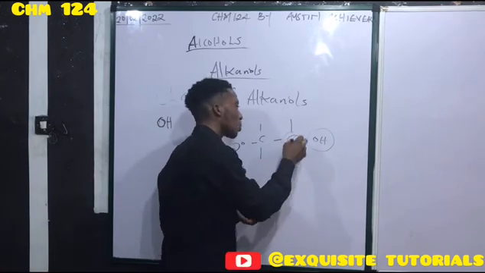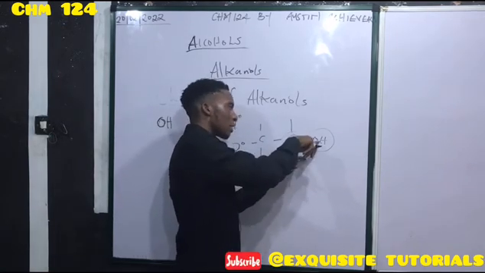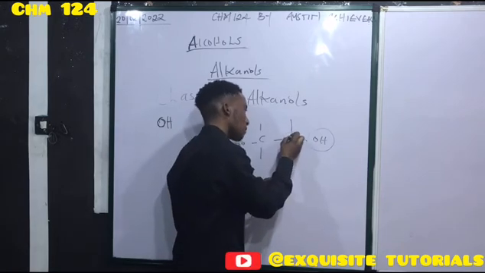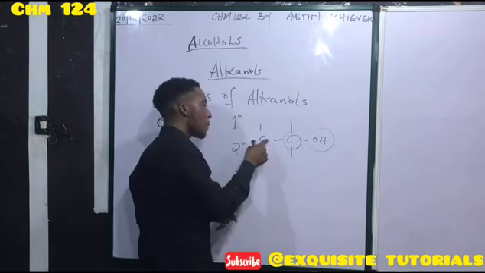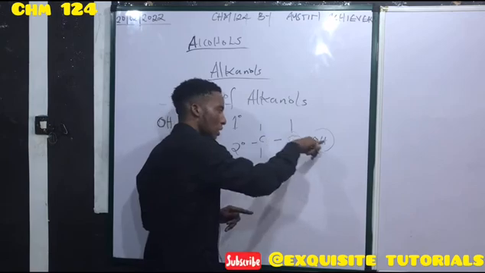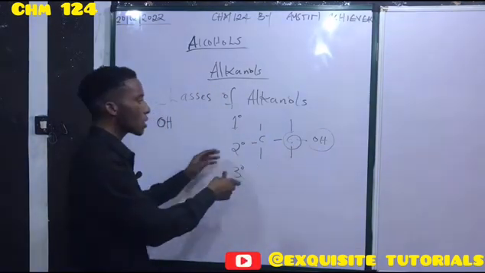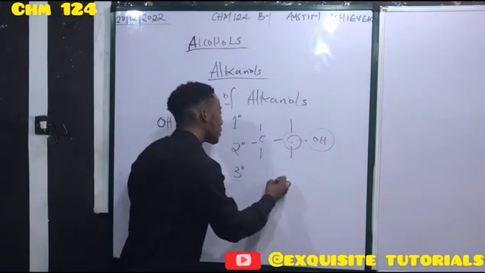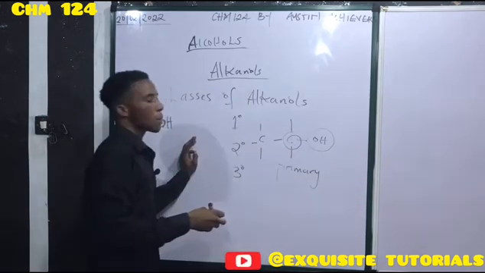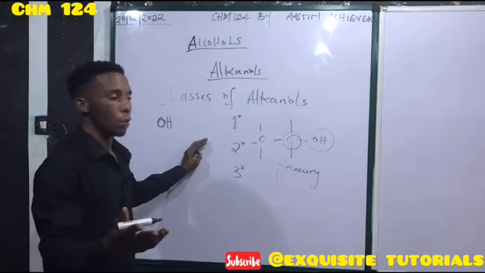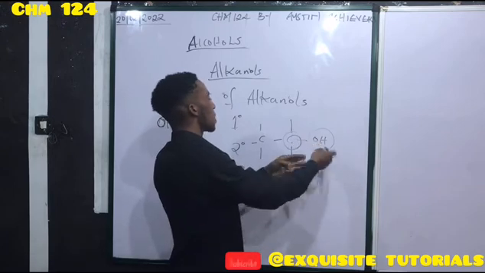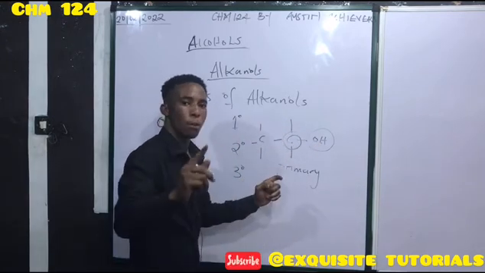this very carbon atom that is directly attached to the hydroxy. You have no business with this, but you have business with how many carbon atoms are attached to the main carbon atom attached to the hydroxy. If I use that notion, this is a primary alkanol. Why is it a primary alkanol? Because the carbon bearing the hydroxy group is attached to one carbon atom.